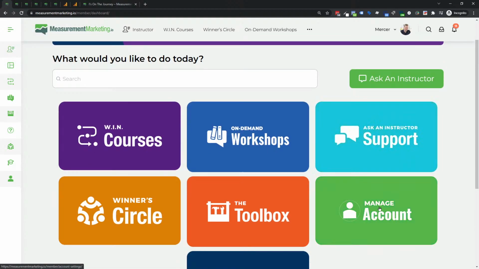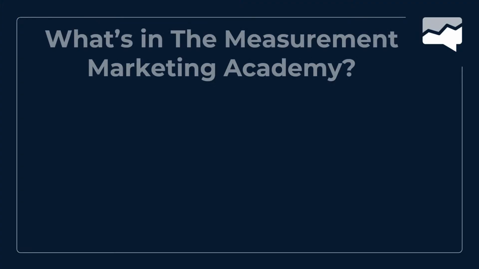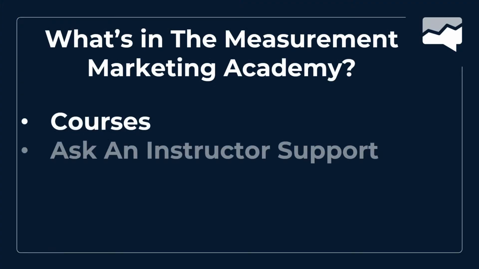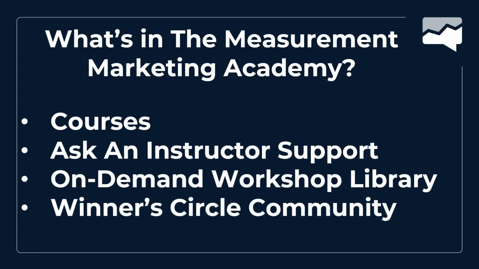And then there's the Manage Account section. That really is just, I lost my password kind of support. Need to make account updates, upgrades, downgrades, all that stuff happens back there. So that's your traditional account management as you might expect. So that is the Measurement Marketing Academy in a nutshell. I think the highlights really are the courses, the Ask Instructor Support for sure, the on-demand workshop library, and that Winner Circle community of people who understand measurement, because we're all measurement marketers back there, and that's kind of cool.